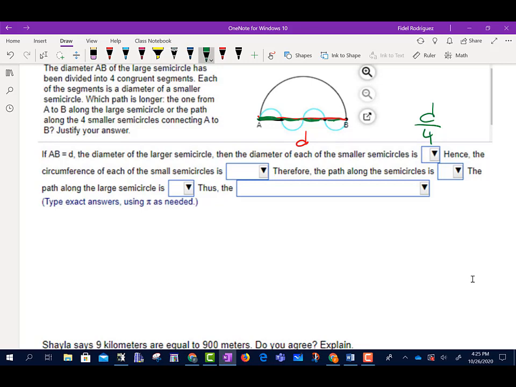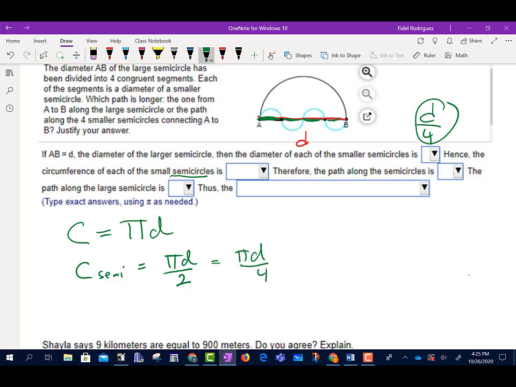Then the circumference of each of the small semicircles. So remember, now we're going to find the circumference. And the circumference of a circle is pi times d. But if we're finding the circumference of the semicircle, it's going to be pi times that diameter over 2. And each of those semicircles has a diameter of d over 4. So pi times d over 4 with the 2 right here, because of that over 2, this is going to be pi d over 8. So the path along each of the small semicircles is going to be pi times d over 8. That distance right there is pi d over 8.